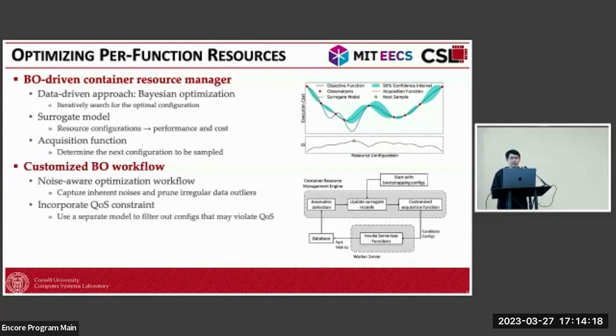So second, AQUATOPE effectively incorporates the end-to-end latency constraint into the optimization process by using a separate surrogate model that predicts the end-to-end latency and filters out the candidate configurations that might violate the quality of service target. So finally, we also enable batch sampling with customized acquisition functions, allowing it to sample multiple configurations in parallel, substantially reducing the exploration time.